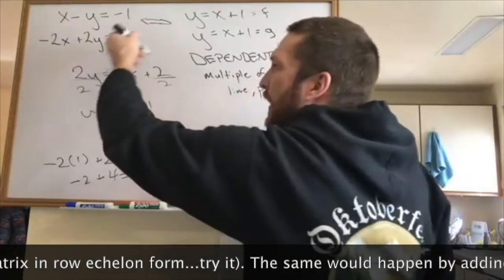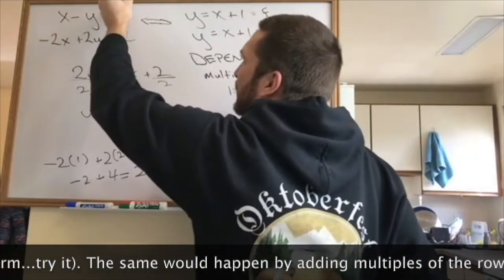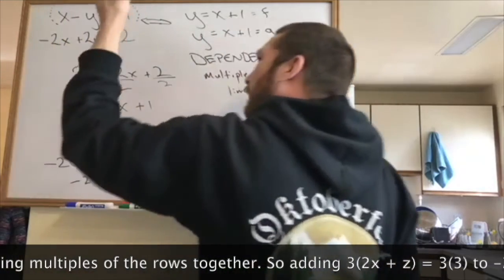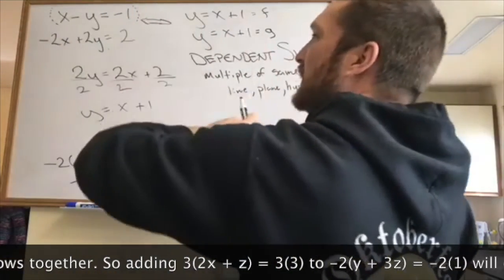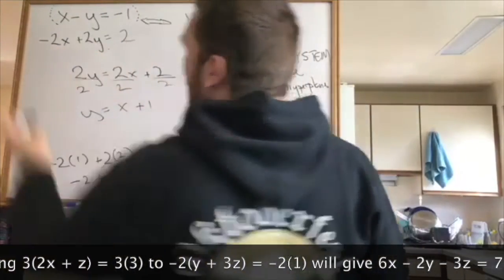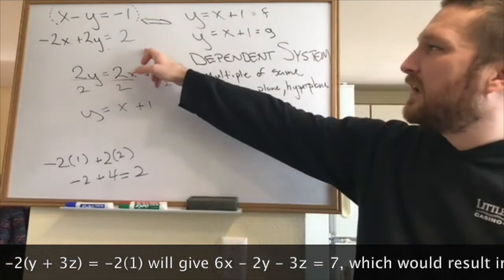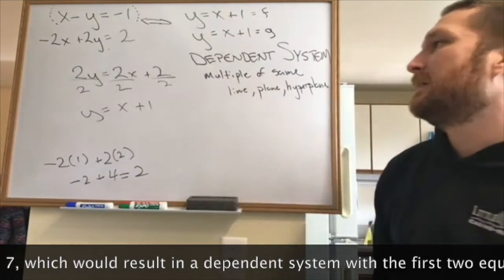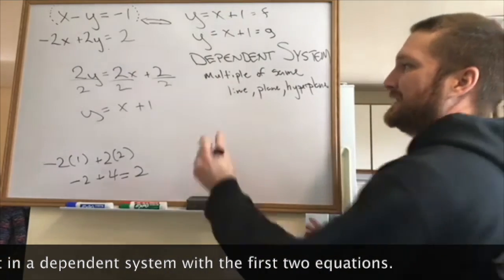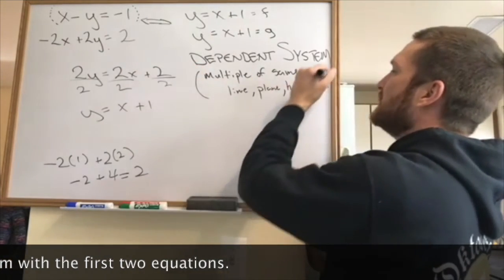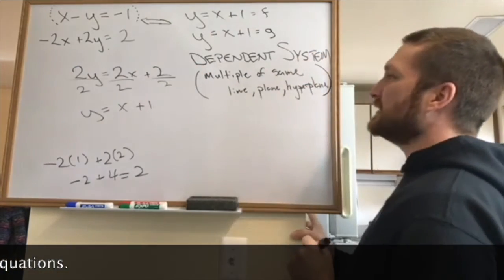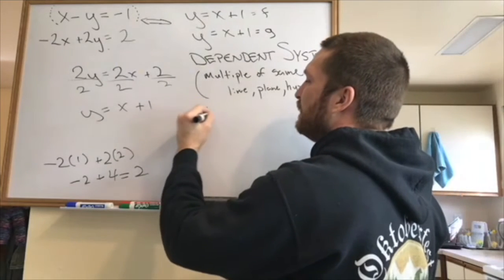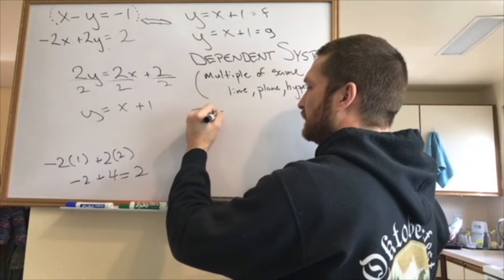That's in fact how I calculated this. I just took this equation right here, I multiplied it by -2, and I got this new equation, which if we wrote it in canonical form, we could see it's the exact same line. And so we have a dependent system that arises from having a multiple of the same line or object. And there are infinitely many solutions.